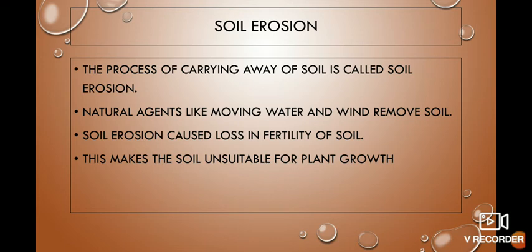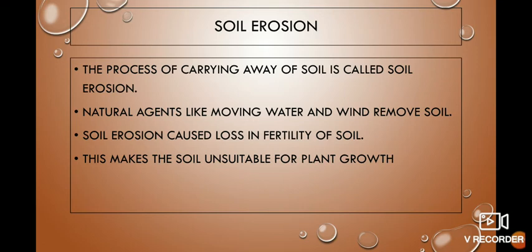Now, coming to the next topic, that is soil erosion. What do you understand by soil erosion? It is the process of carrying away of soil particles by agencies such as wind and water. Okay, soil is generally carried away by running water or a very heavy sort of wind.